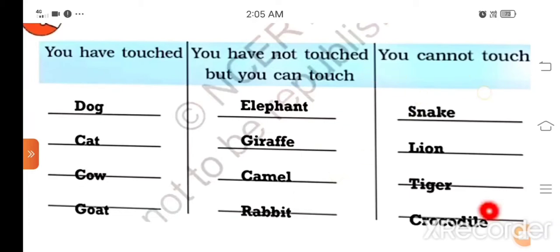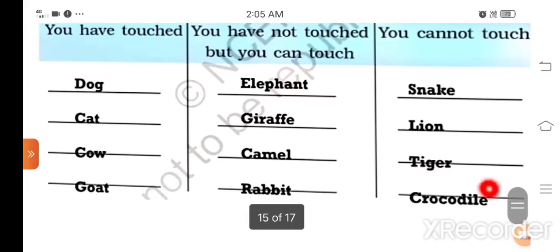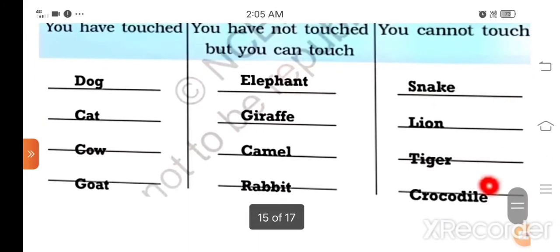Animals you cannot touch. Which animals are there? Animals are there whom you would never want to touch. So these animals are snake, lion, tiger, and crocodile.